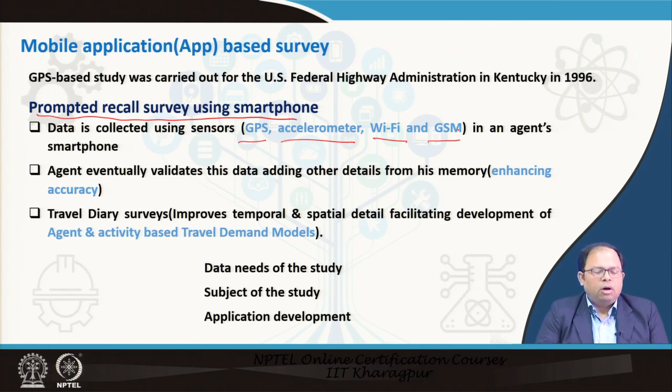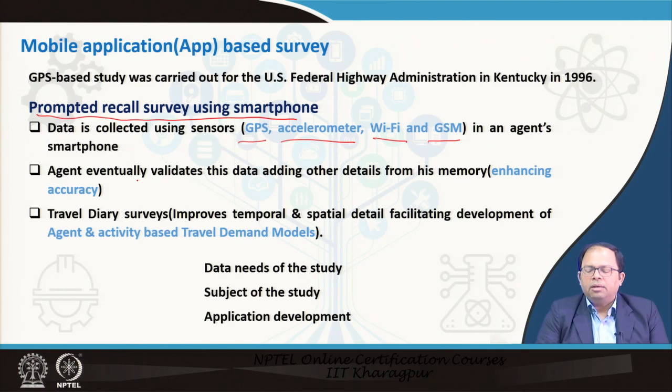And these are all present with individual users. What we can do is, if we collect this data with the permission of the user, then the user can eventually validate this data, adding other details from his memory, so that the accuracy of the data collection process improves.